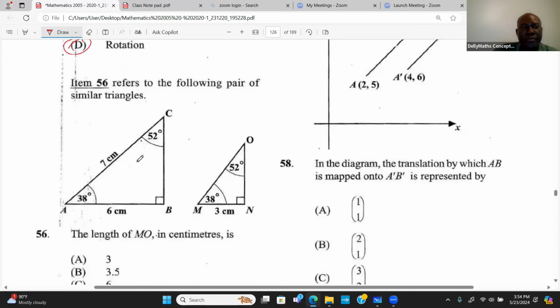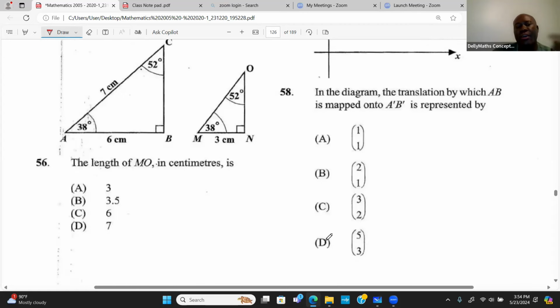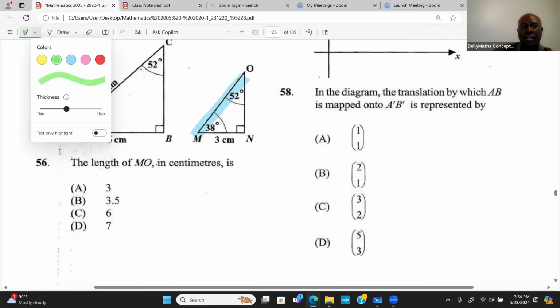All right. 56 says the length of MO in centimeters is what? MO. Here's an idea. Where's MO? Here's an idea. Now, because these two triangles would have the same angles, we're going to look at the same angles here.